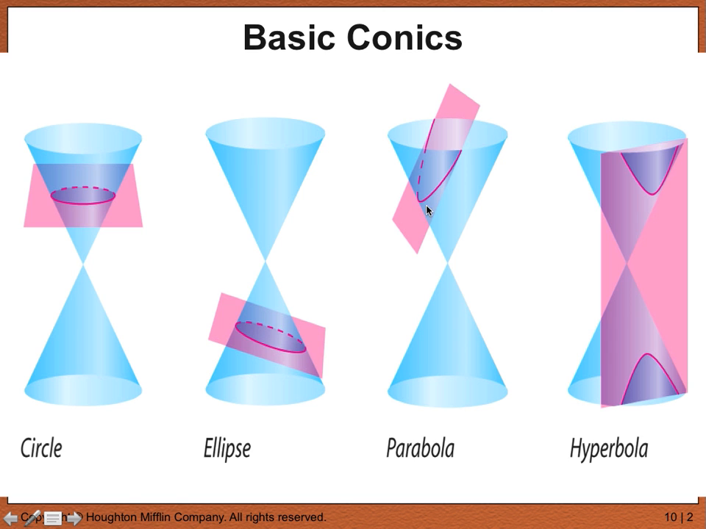So this is the point of entry. We can see where the vertex of this parabola is, but there is no point of exit, as there is with circles and ellipses.